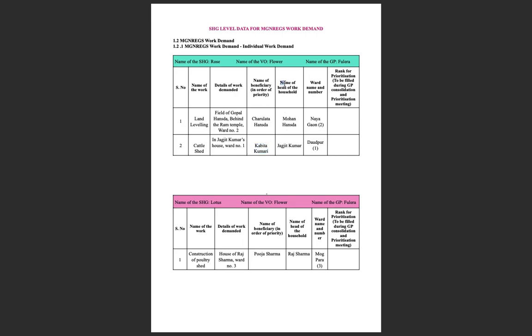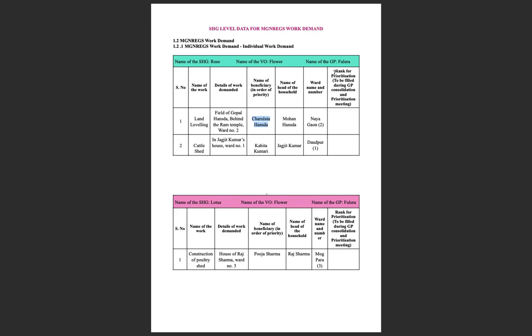In the column for the name of the head of the household, again, it will be the name of the head of the household, which can be the beneficiary herself. It can also be her father, her husband, or anybody else in the house. So in the case of Charulata Hansta, it is Mohan Hansta, the ward name and number being Nayagaon 2.